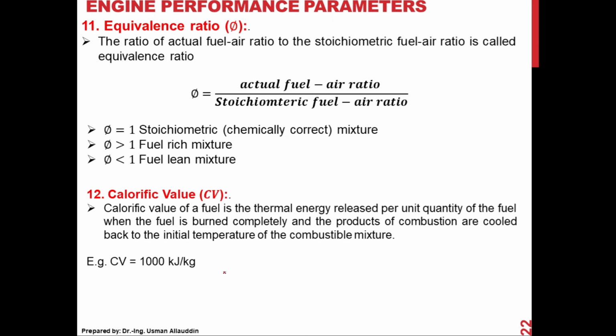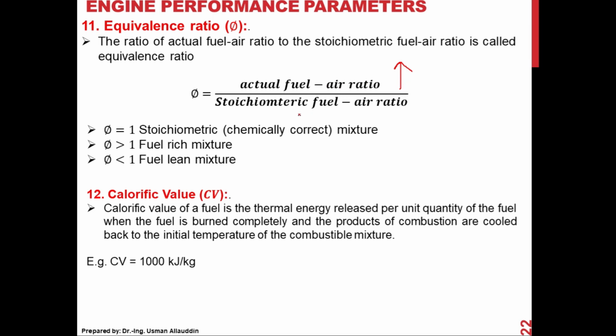Then we have the equivalence ratio. Equivalence ratio is the ratio of the actual fuel air ratio to the stoichiometric fuel air ratio. If the equivalence ratio is 1, it means the actual fuel air ratio is equal to the stoichiometric fuel air ratio. If the equivalence ratio is greater than 1, when will phi be greater than 1? When the actual fuel air ratio is greater than the stoichiometric fuel air ratio. And to make this value larger, you need higher amounts of fuel. Then the actual fuel air ratio will become higher.